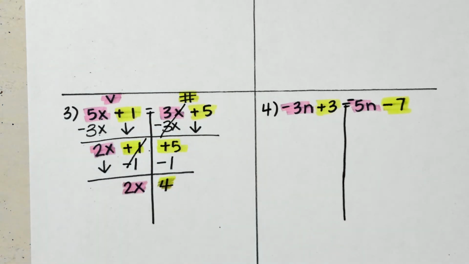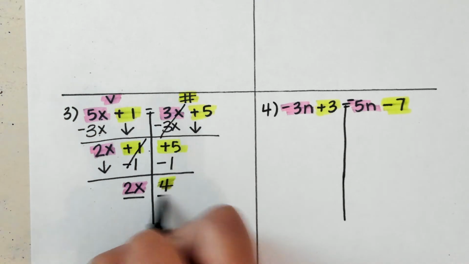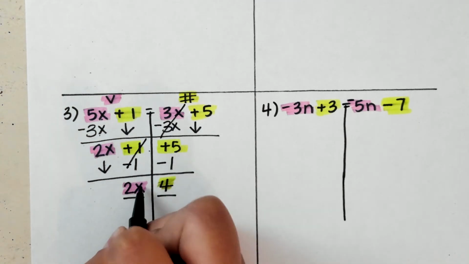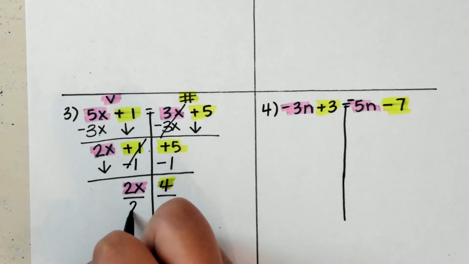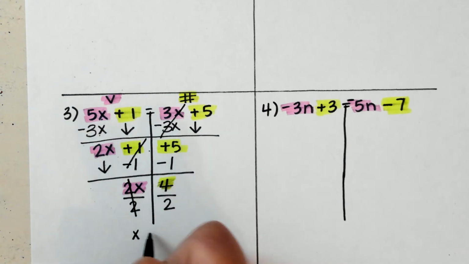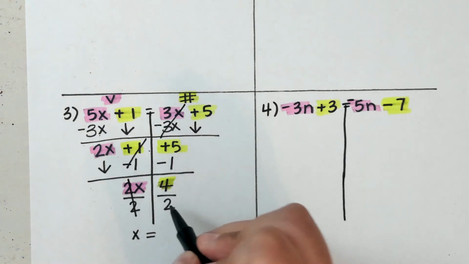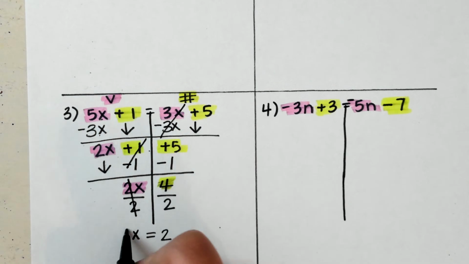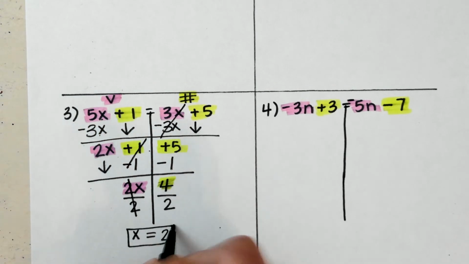Now I have 2x equals 4, so I want to divide both sides by 2, or the number that is next to the x. So divided by 2, my 2's are going to cross out because 2 divided by 2 is just 1. So I'm left with x equals 4 divided by 2, which is 2. So x equals 2.